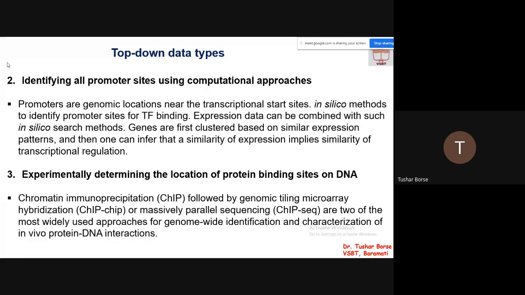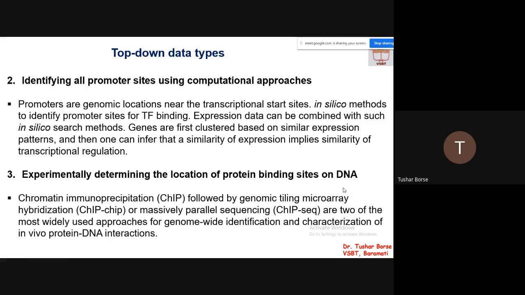Okay, now suppose I have information about a gene with respect to its transcription factor. If I can find several hundred more genes which have the same kind of transcription factor, then I can say that the expression profile for these genes is also similar to the one which I have studied. Fine, so that is another step which we can do, and at the end you can experimentally determine the location of protein binding sites on the DNA.